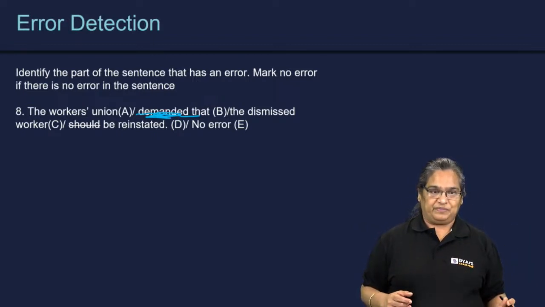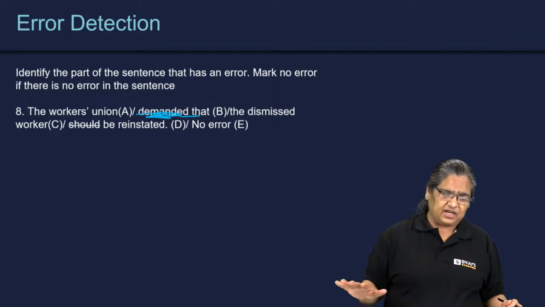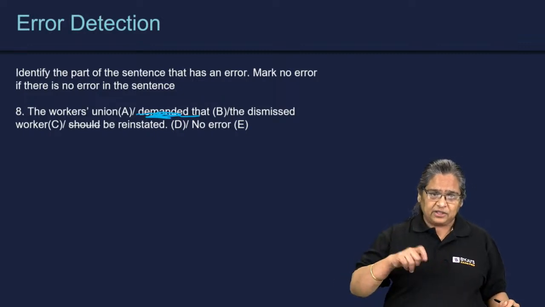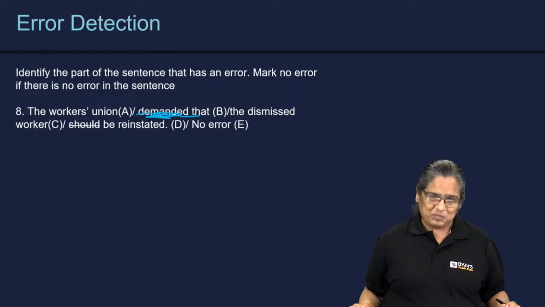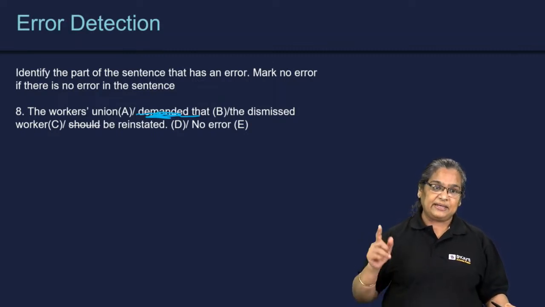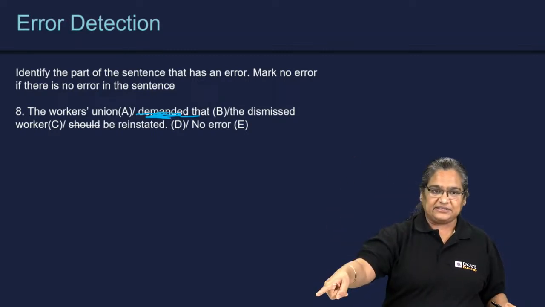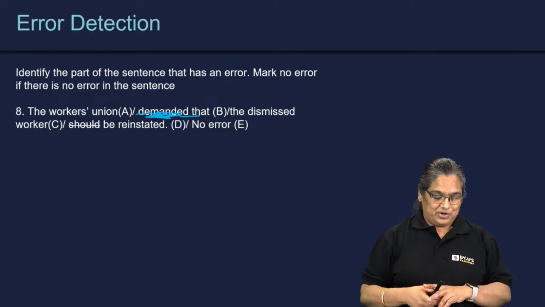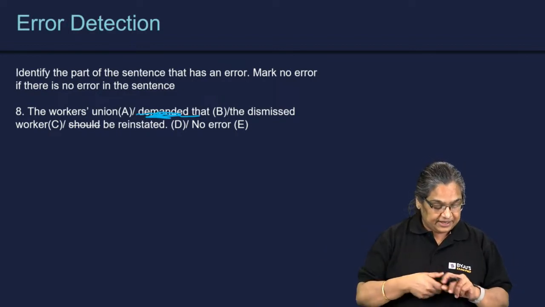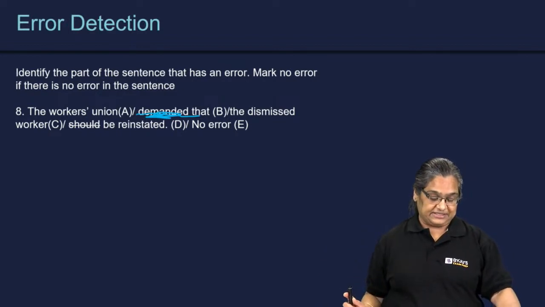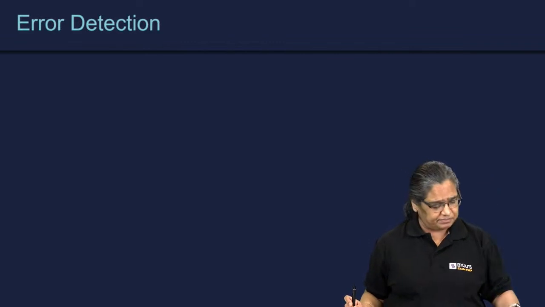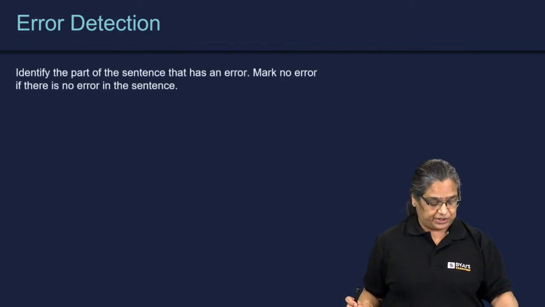Should not be used. Now, when I was a student, I used to get very confused by this rule. So I used to add the should and then remove it. All right, so what did they demand? They demanded that he should be paid ransom, and then cut off the should. Okay, should be reinstated, no should, just be reinstated. Okay, excellent. So the correct answer is D. All those who got that, excellent. Give yourself a thumbs up and give me a thumbs up for this question.